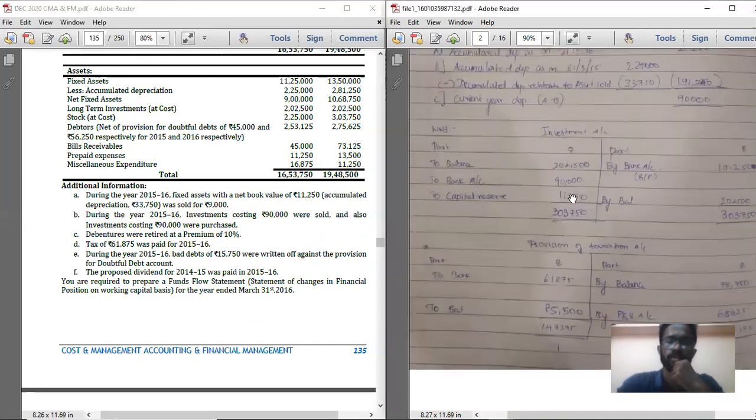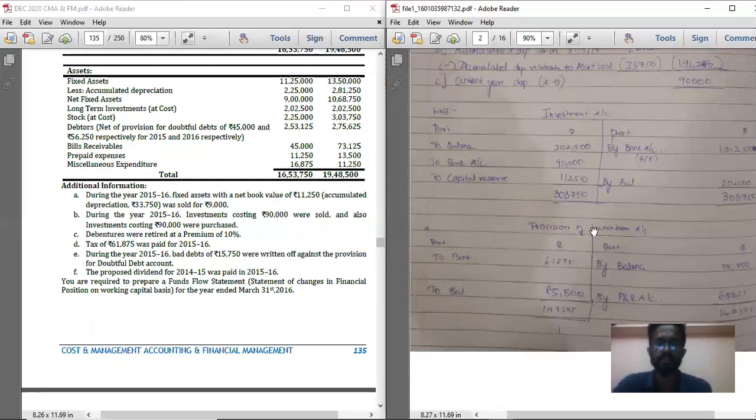So next is investment account. Investment account is the same thing. Opening balance debit side, closing balance credit side. You are selling and purchasing both. You are selling investment at 90,000 plus 11,250, that is 1,01,250. Then you are purchasing investments worth 90,000, so to bank account 90,000. Then profit has been transferred to capital reserve, to capital reserve 11,250. So both should tally.